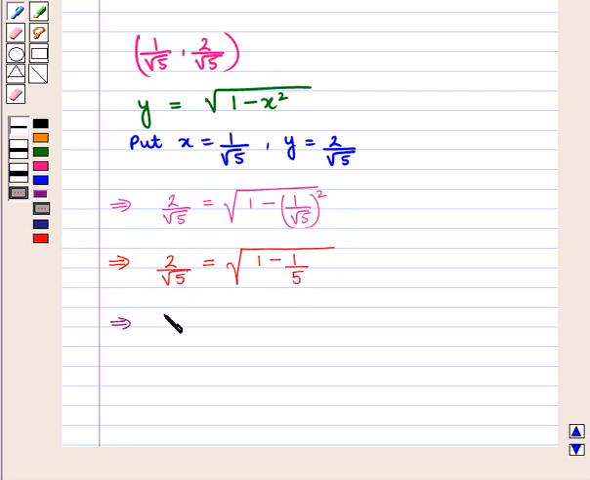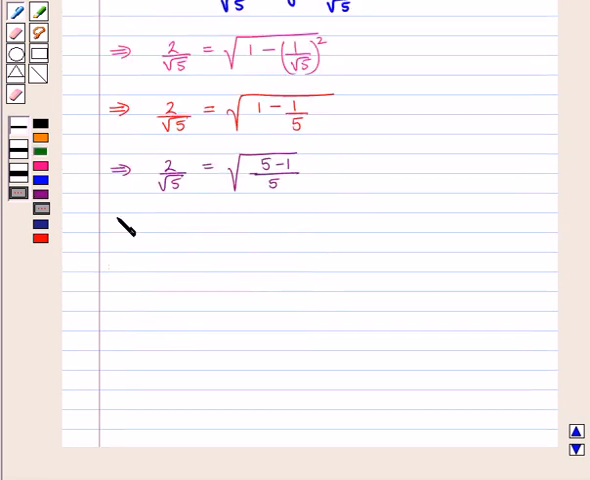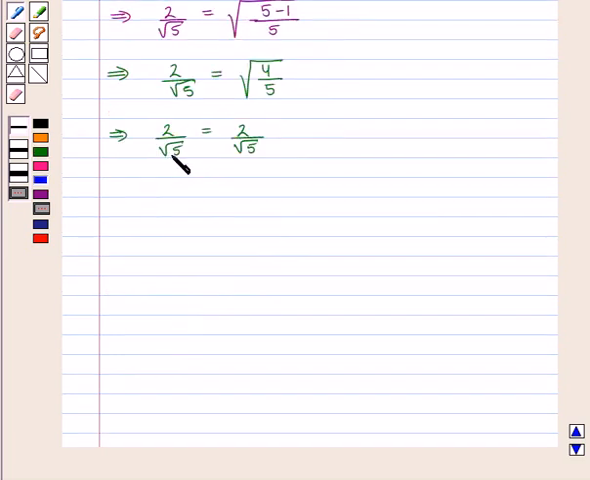This further implies that 2 upon square root of 5 is equal to square root of, now taking LCM, we get 5 in the denominator, and in the numerator we have 5 minus 1. So we have 2 upon square root of 5 is equal to square root of 5 minus 1 whole upon 5, which implies that 2 upon square root of 5 is equal to square root of 4 upon 5, which further implies that 2 upon square root of 5 is equal to 2 upon square root of 5, as square root of 4 is equal to 2. So we have got 2 upon square root of 5 is equal to 2 upon square root of 5, which is true.